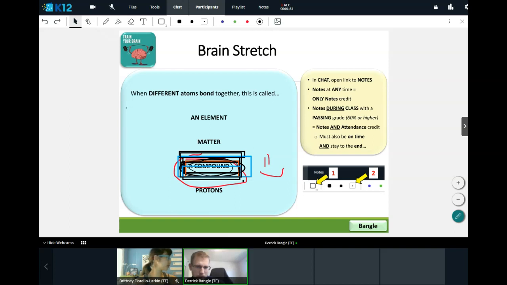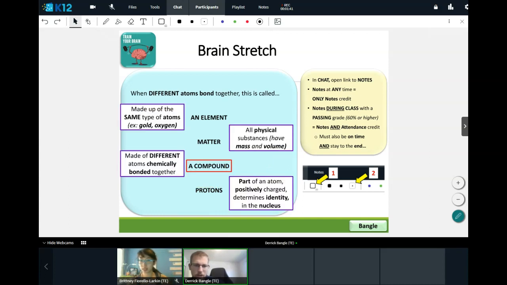Anthony, Jasmine. Awesome, everyone. So it looks like we have the right idea with the brain stretch this morning. Let's go ahead and confirm what we already know. Yes, compounds are different atoms that are bonded together. We'll learn more about that today and specifically how we name those. Let's not get too ahead of ourselves.